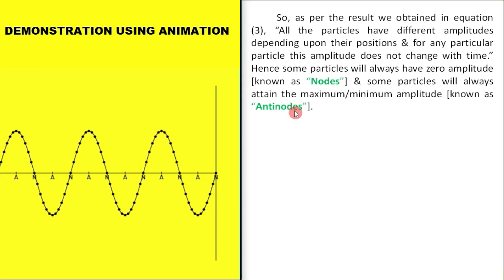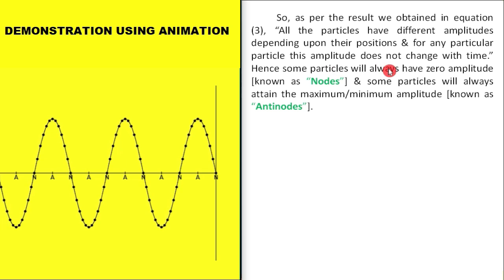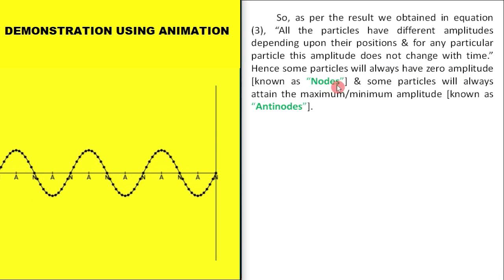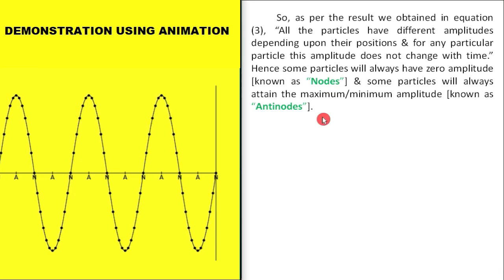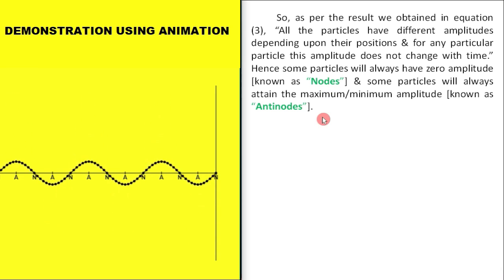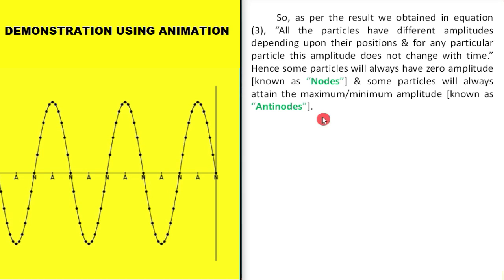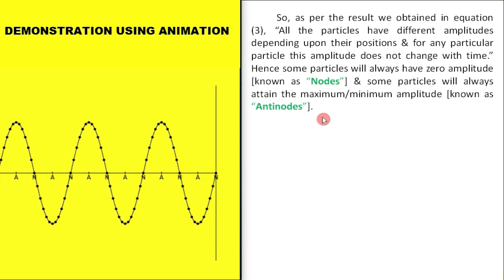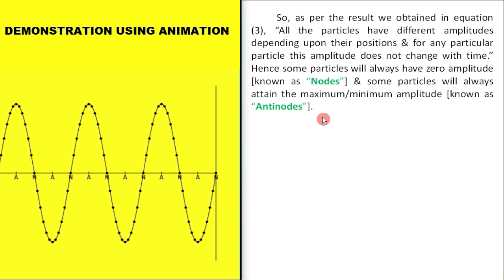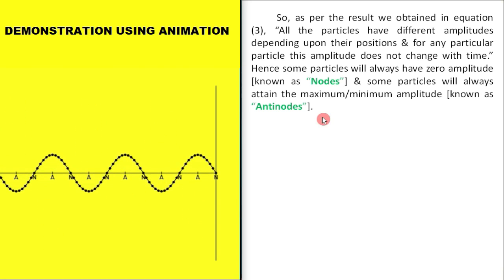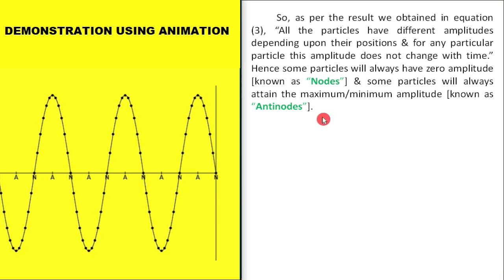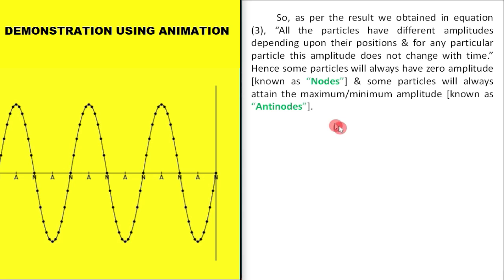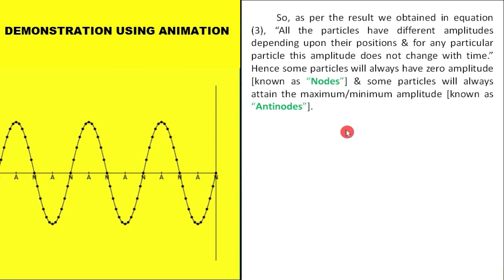Those points are known as antinodes, and some particles will always have a zero amplitude, and those particles are known as nodes. Is it clear? So if someone is asking you how to define, then I can define nodes are the points in a standing wave which have zero amplitude always, and antinodes are the points in a standing wave which have always the maximum and the minimum amplitude, or I can say they have always the optimum amplitude.